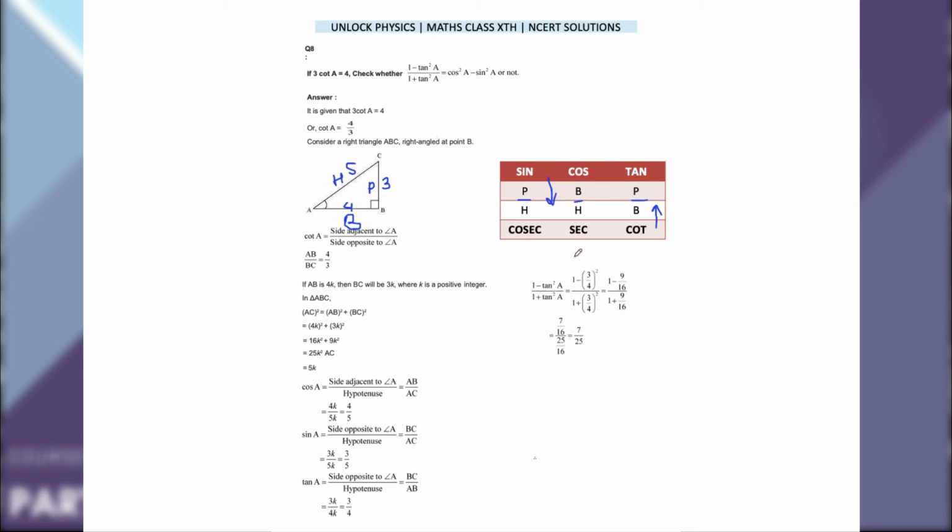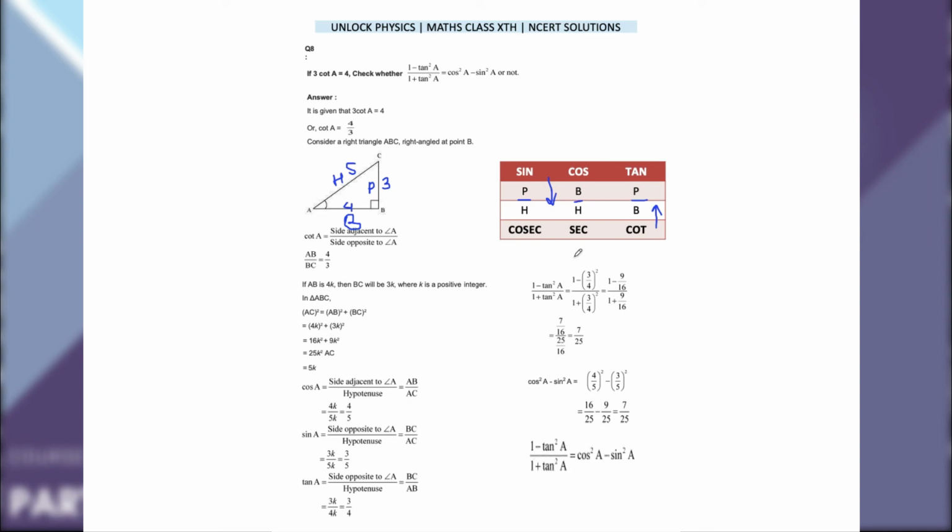So now we have 1 minus tan square A upon 1 plus tan square A. So we keep the values: 1 minus 3 by 4 whole squared upon 1 plus 3 by 4 whole squared, which is 7 by 16 upon 25 by 16, which is 7 by 25. Now we also have to find cos square A minus sine square A, which is 4 by 5 whole squared minus 3 by 5 whole squared, which is 16 by 25 minus 9 by 25, which is also equal to 7 by 25.